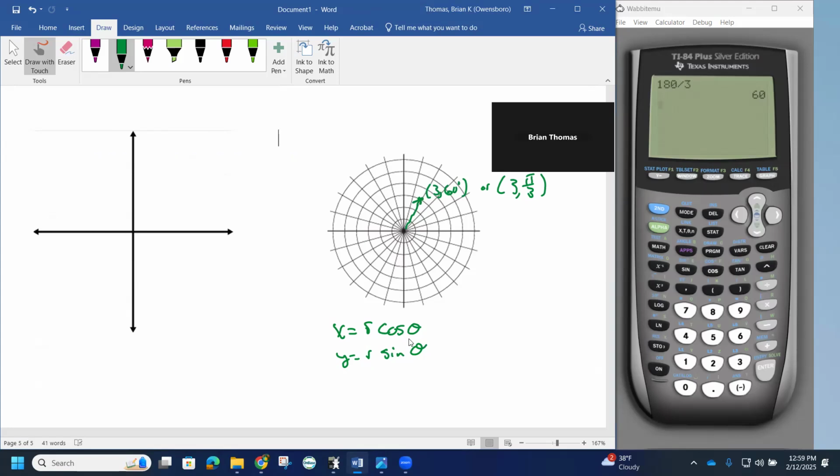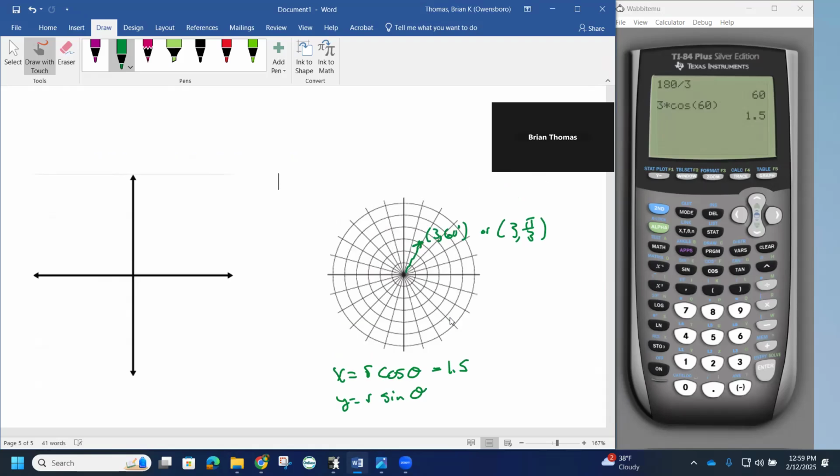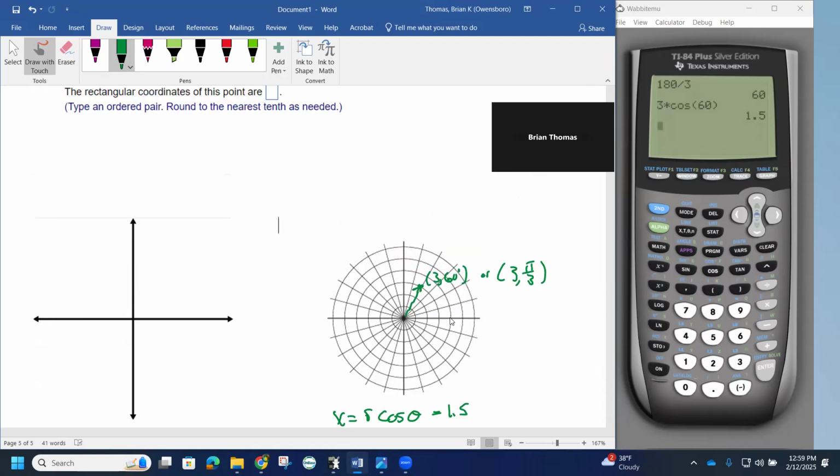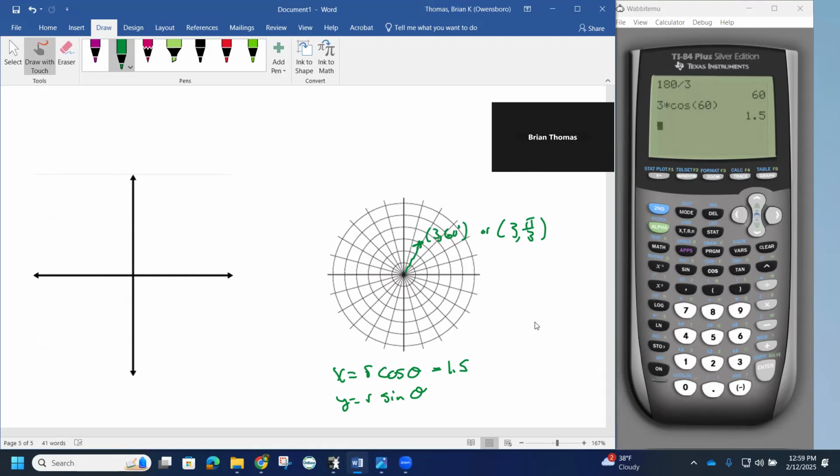So if I use the formula, since I'm in degree mode, I'm just going to use the 60 degrees. So I can go 3 times the cosine of 60 degrees, and that gives me the x-coordinate of 1.5. Let's see how it says to round here. So rounded, it's to the tenth on this one. And then 3 sine of 60 degrees would give me 2.6 if I round to the tenth place.